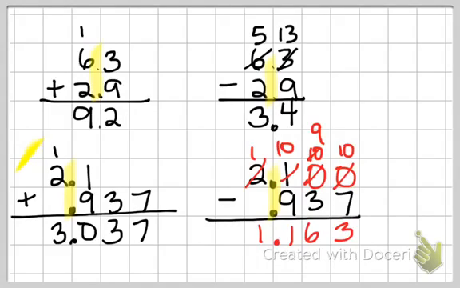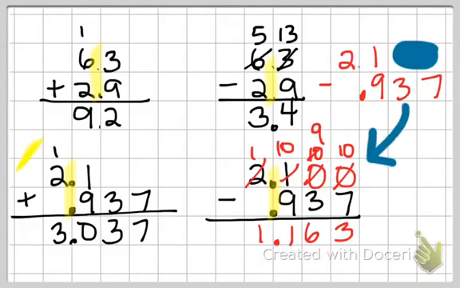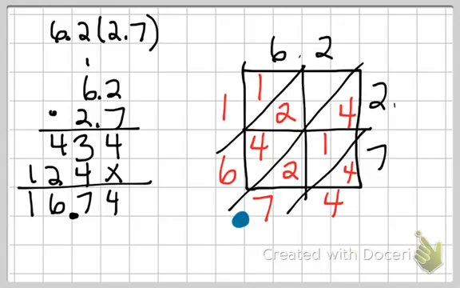In the subtraction example, notice that if you had written it out regularly, you would have 2 and 1 tenths minus 937 thousandths, and you wouldn't have anything written in this area. So because of that, you have to make sure that you add your zeros and then borrow and regroup if necessary. And of course, you go through the process and your answer is 1 and 163 thousandths.